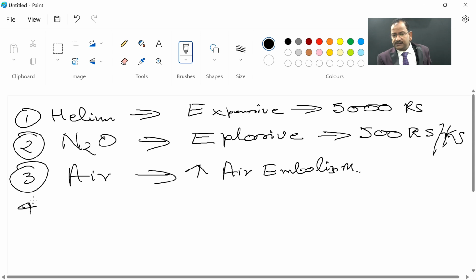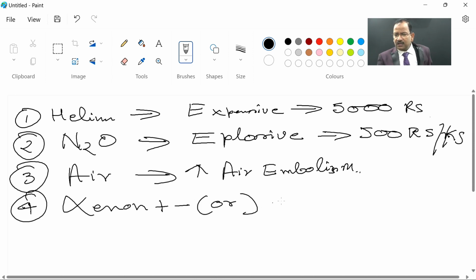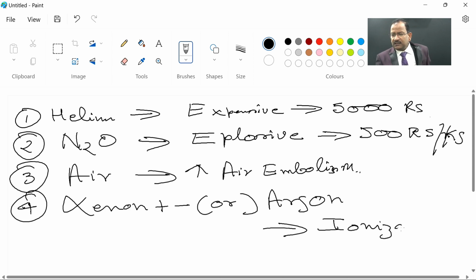The fourth gas is xenon or argon. These are the two. They are also used, but these are ionizable. They are also inert gases, they also create less severe edema, but they are ionizable. Ionizable means these two gases, xenon and argon, are conductors of electricity.